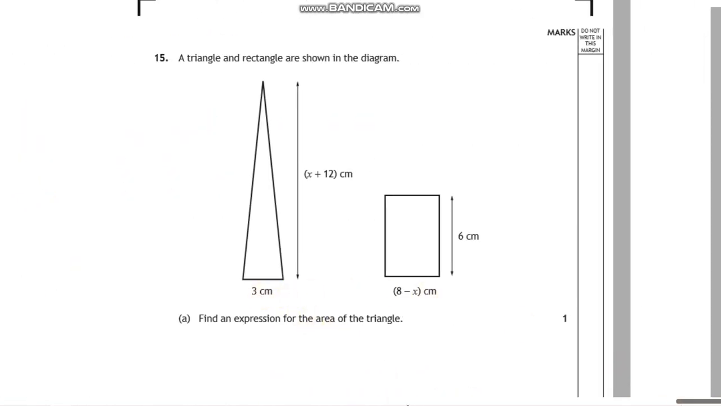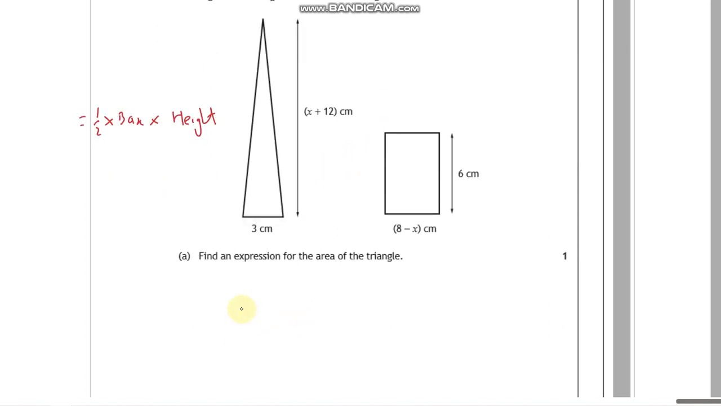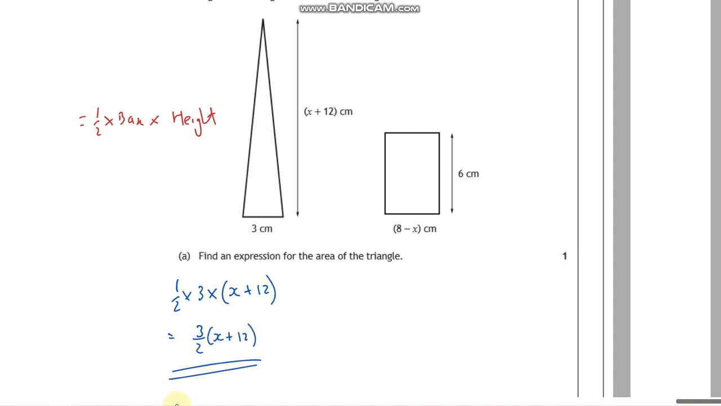Now we should know that a triangle is a half times the base times the height. You should know that. Okay, you'll have to remember that. So if that's the case, then my expression is going to be a half multiplied by 3 multiplied by x plus 12. So that means a half times 3 would just be 3 halves (x plus 12). Could multiply the bracket out, but I don't think there's any point. So a half times base times height.